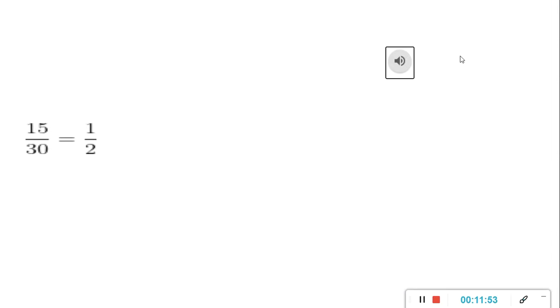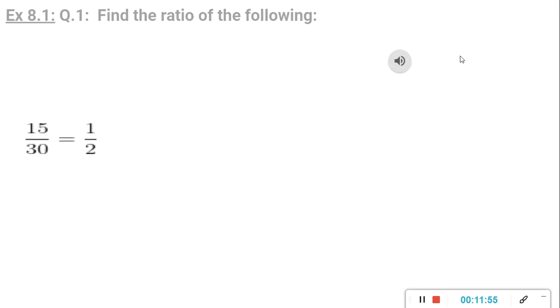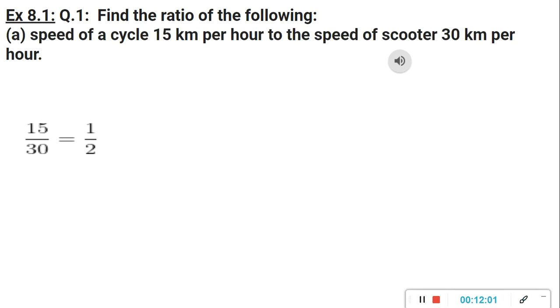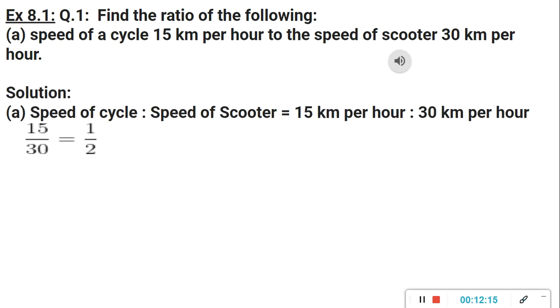Now let's start exercise 8.1. First question, find the ratio of the following. First question is speed of a cycle 15 km per hour to the speed of the scooter 30 km per hour. Here we can see that both the units are the same, isn't it? So we can do it directly. So what is the solution? The ratio will be speed of the cycle is to speed of scooter, that is 15 km per hour is to 30 km per hour, that is 15 upon 30 is equal to 1 upon 2. So therefore the ratio will be 1:2.